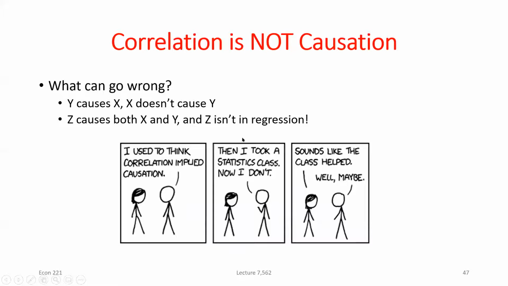I always thought the little cartoon of this was funny. So I used to think correlation implied causation. Then I took a statistics class, so now I don't. Well, it sounds like the class helped. Well, maybe, right? Because maybe it was some outside factor that caused them to understand the difference, but also caused them to take the class, right? So we've got to make sure that we try to include as many variables as we have data on, or that we think will be relevant to predicting this Y variable.